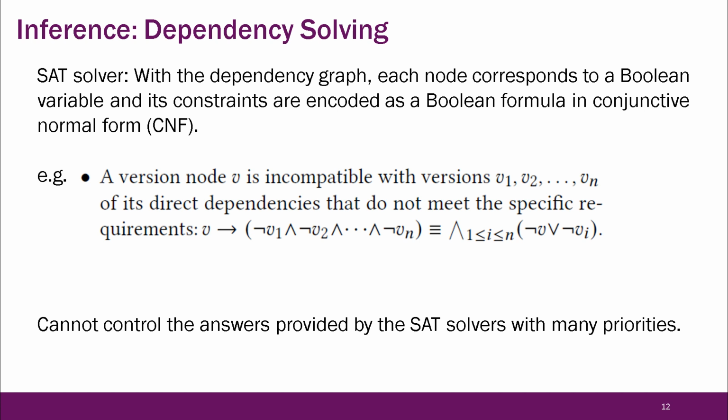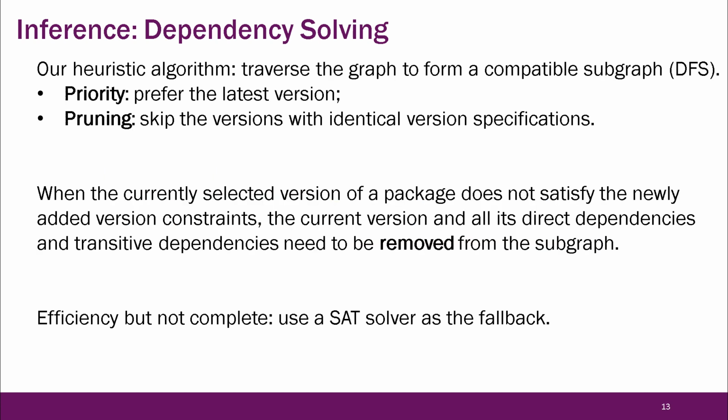However, there is no priority in the answers provided by the solver. For time efficiency and compliance with version selection priorities, our algorithm has two heuristic strengths. One is priority. We prefer the latest compatible version that can be successfully installed, since the latest version is usually downward compatible with previous versions and contains new resources.